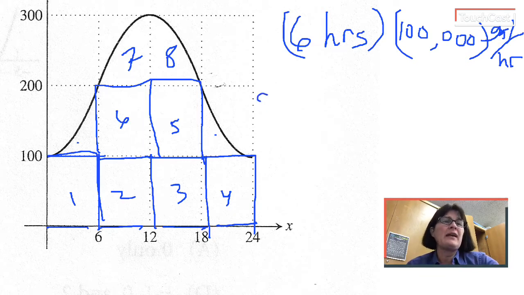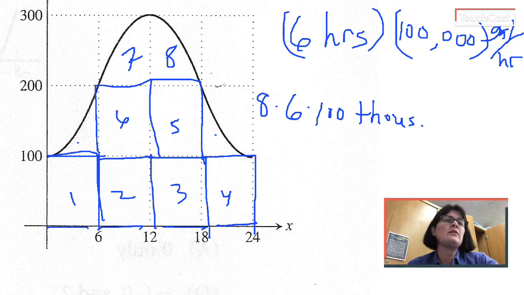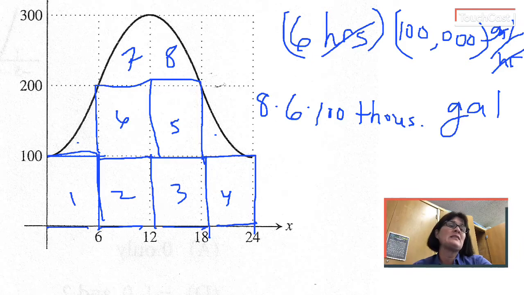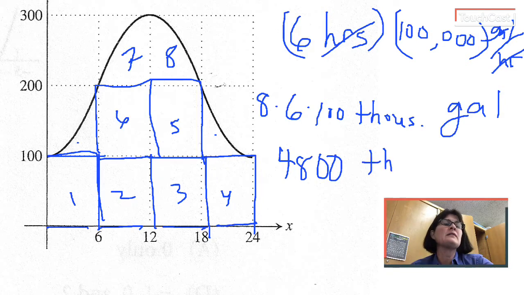So I'm gonna have 8 times 6 times 100,000. And the units are hours times gallons per hour. It's gonna give final units of gallons. So 8 times 6 is 48, times 100,000 is 4,800,000 gallons.